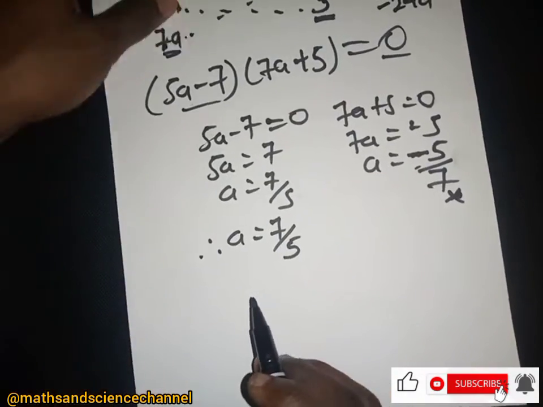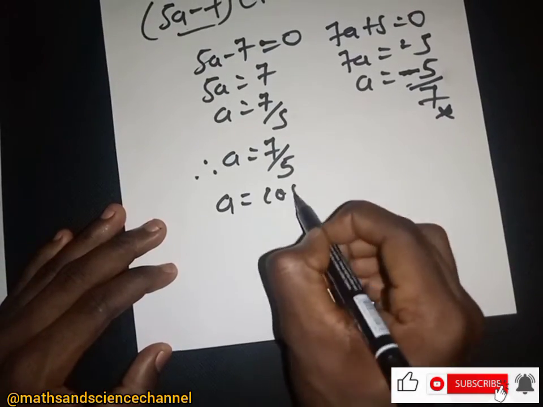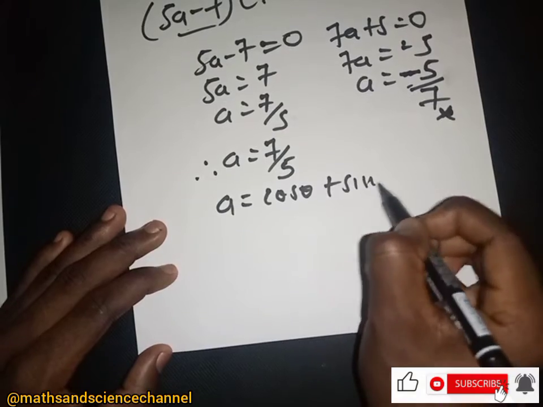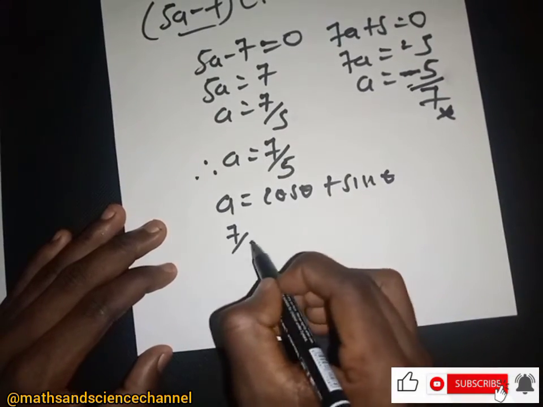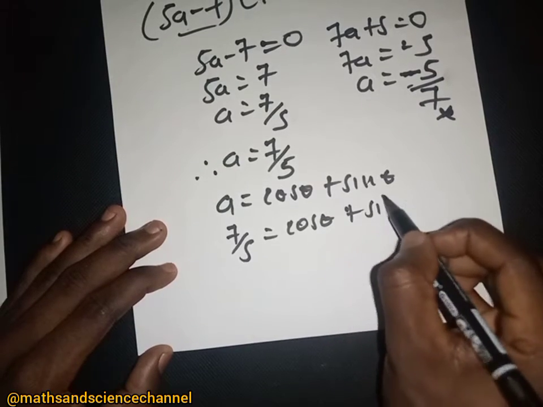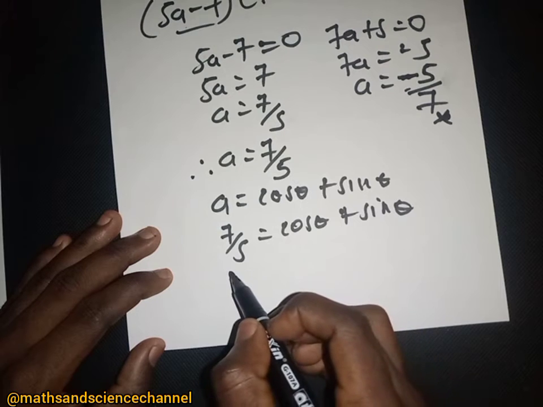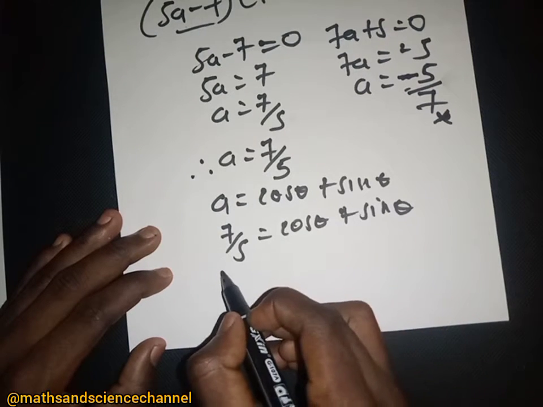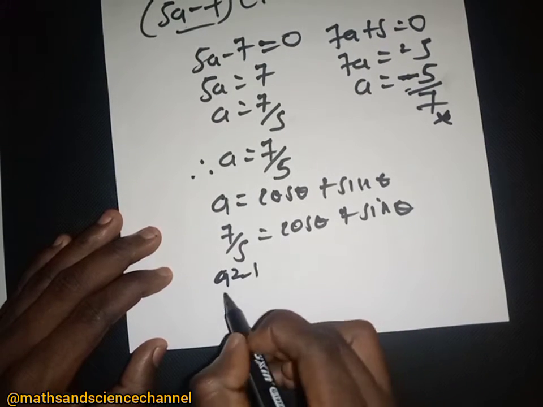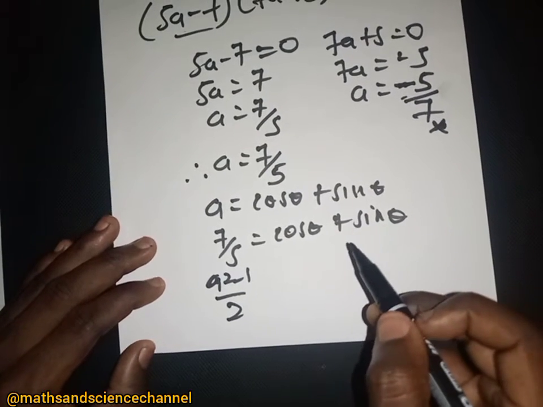Okay, so from here, remember we said that a is equal to cos theta plus sin theta, which means that 7 over 5 here is equal to cos theta plus sin theta, right? And then also we said that a squared minus 1, divided by 2, that is for equation 2 and equation 3, right?